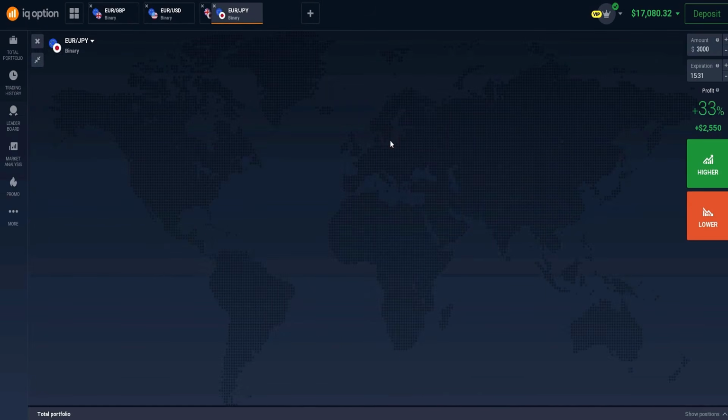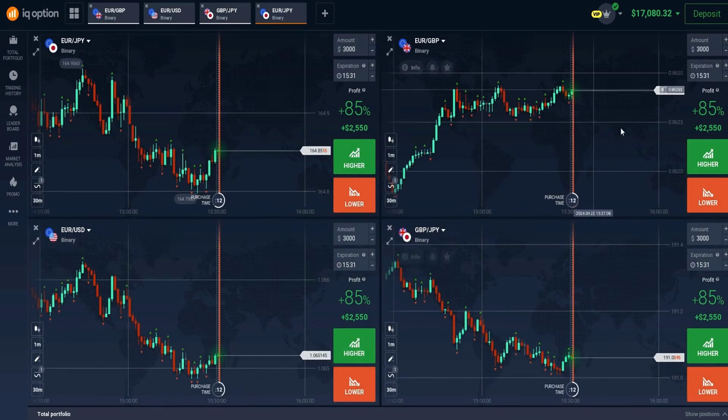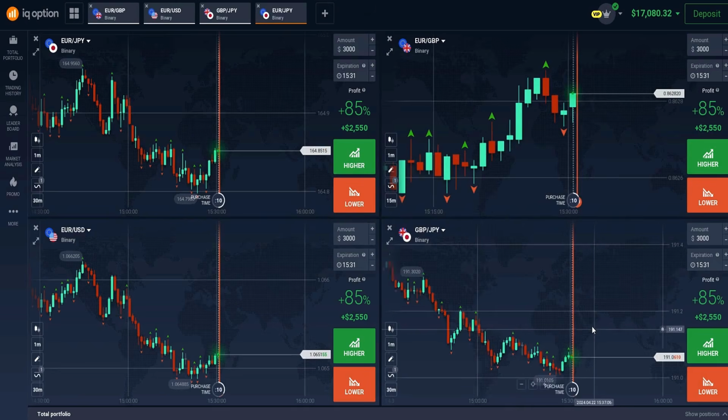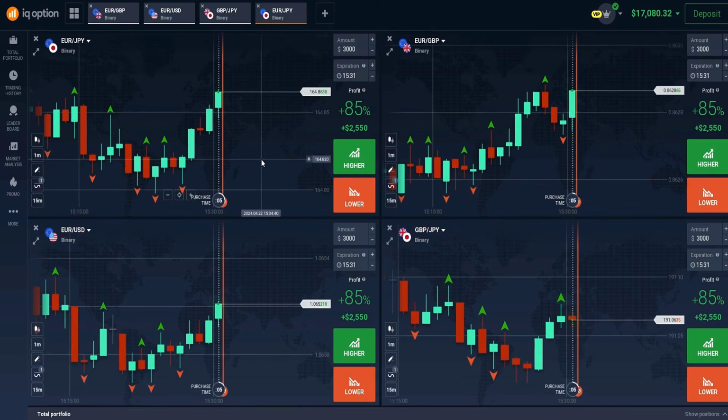Simple. We'll be opening 4 charts at the same time. If the fractal gives a signal on all 4, we'll take trades on all 4 together. Use a 1-minute candle time frame and set the expiry time to 1 minute for fast results.